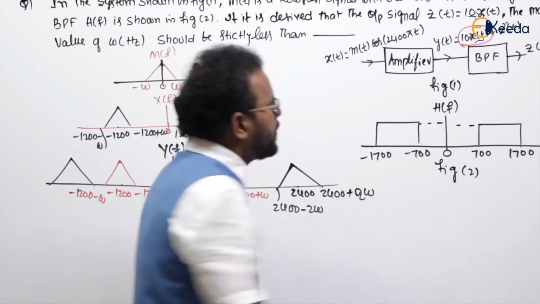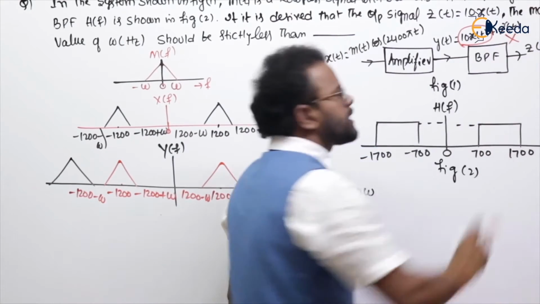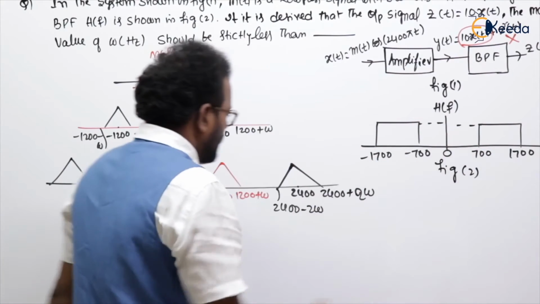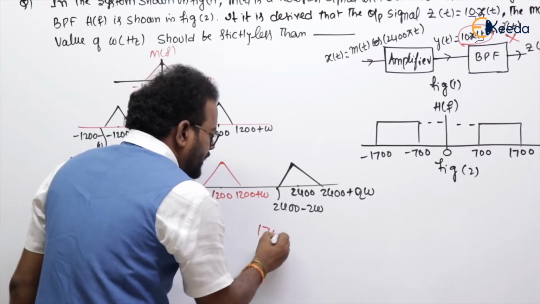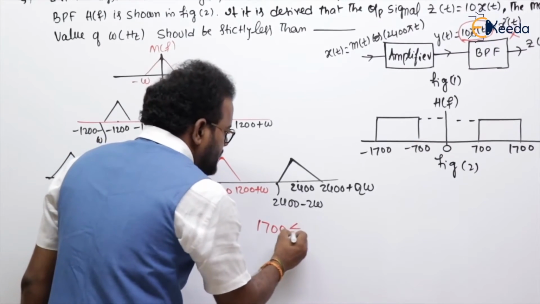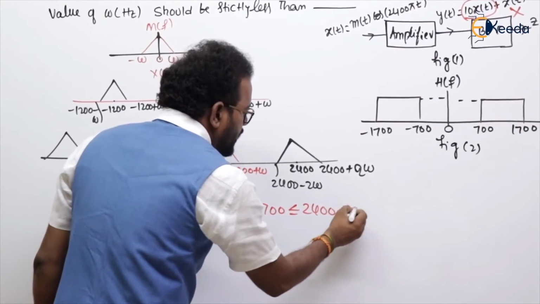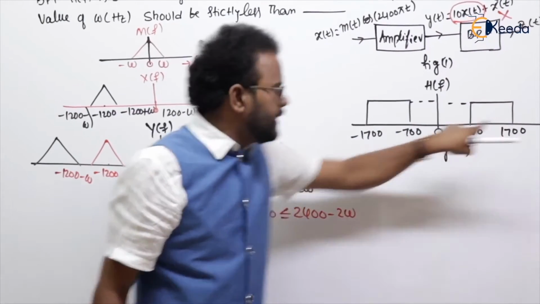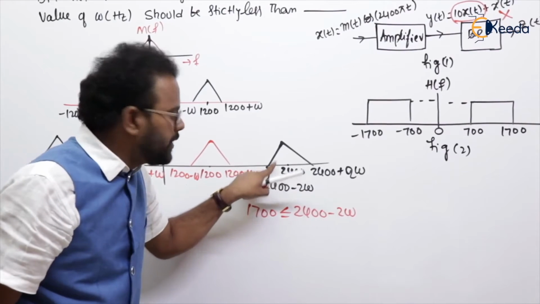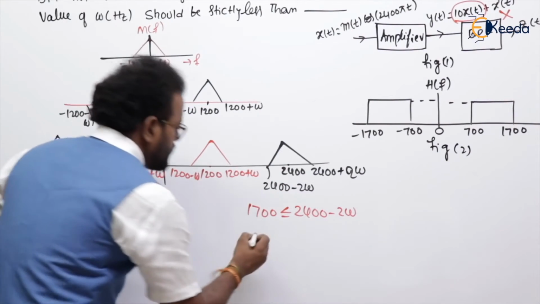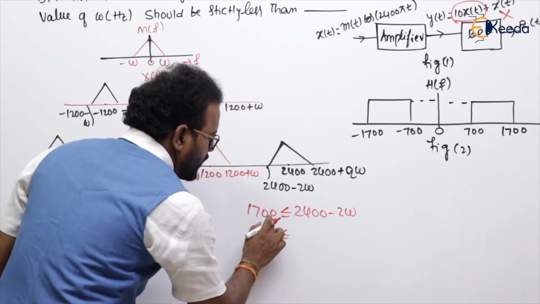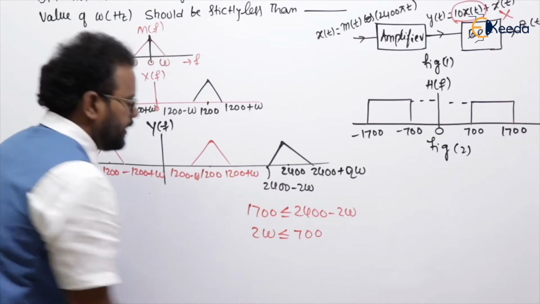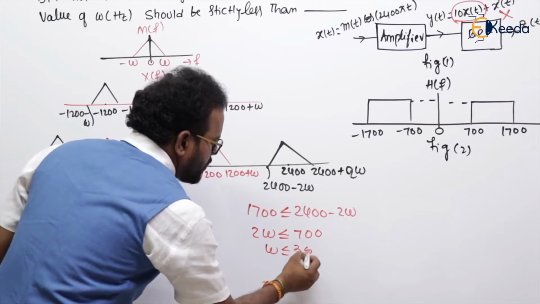This means the band pass filter should not pass the 1700 value. When 1700 is less than or equal to 2400 minus 2 omega, meaning the upper cutoff frequency of this filter is less than or equal to this value, then it won't be passed. So 2 omega is less than or equal to 2400 minus 1700, which is 700. Then omega is less than or equal to 350.